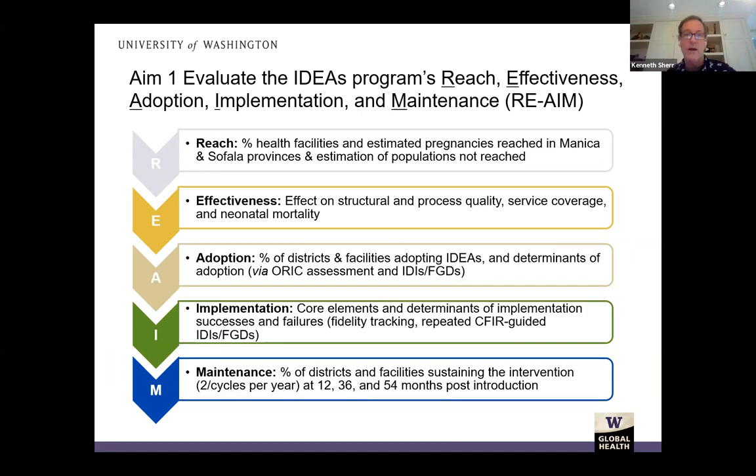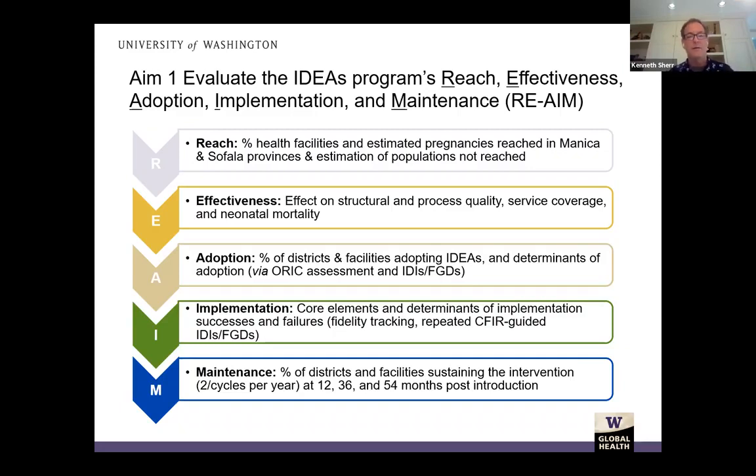So briefly, I want to describe what we are assessing as part of this project. This is aim 1 of the R01, supported again through NICHD. And I'm just quickly going to go through some of these domains. The first is reach. Now, as I mentioned, by design, we are not reaching all of the health facilities and therefore not all the estimated pregnancies in Manica and Sofala provinces.